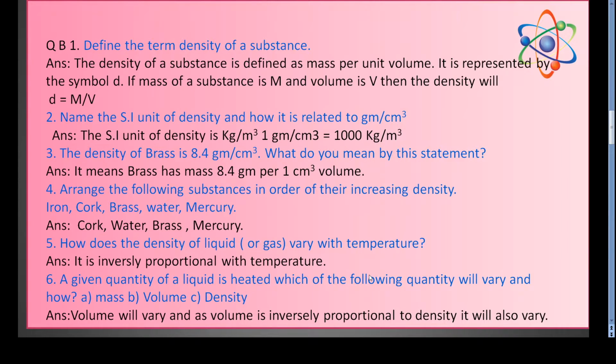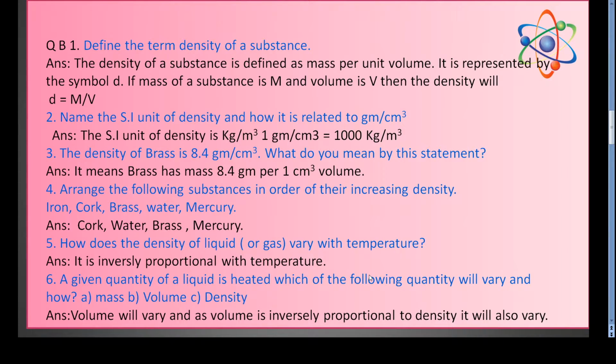Question number 5: How does the density of a liquid vary with temperature? It is inversely related to temperature. How? Because we know when temperature rises, that means expansion. Expansion means volume will increase, and density is inversely proportional to volume. So as volume increases, density will decrease. So with temperature, it has an inverse relation. If temperature increases, density decreases. If temperature decreases, density will increase.